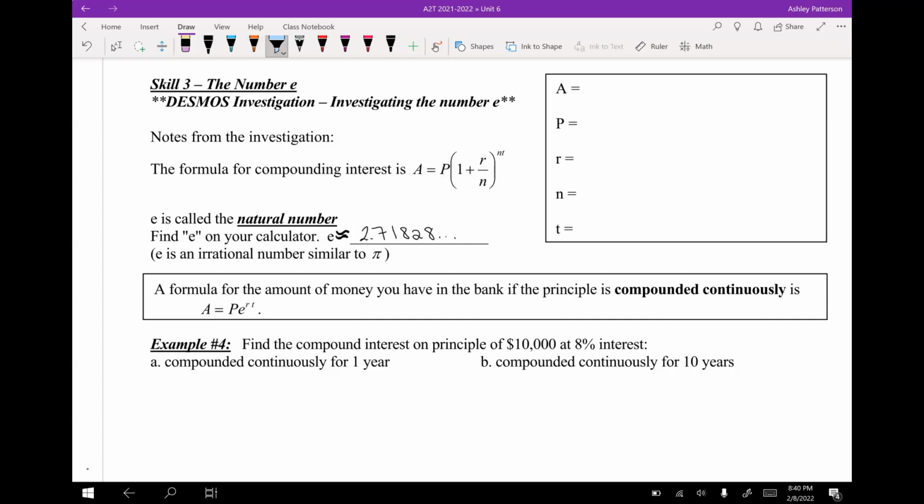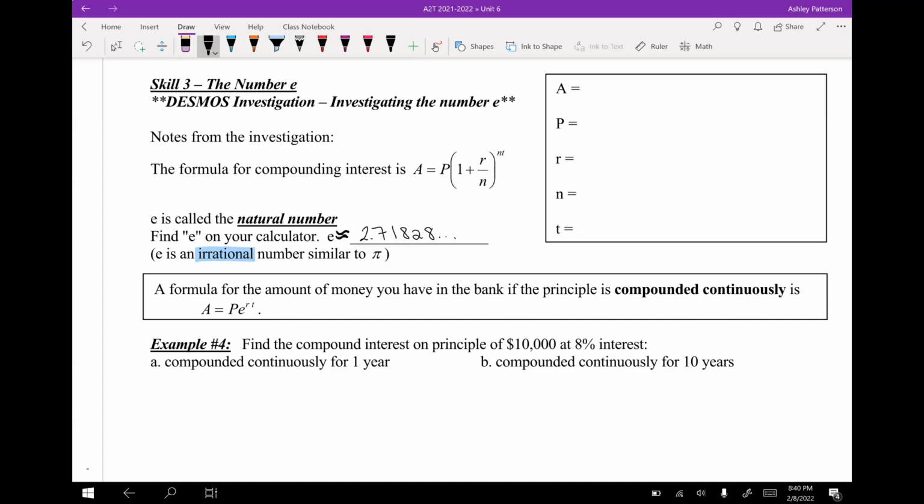2.71828... It is an irrational number, just like pi. And so remember, irrational numbers cannot be written in fraction form, and they are non-repeating, never-ending decimals. Ta-da! Those are your irrational numbers. Now, from the investigation, we also saw the formula for compounding interest.